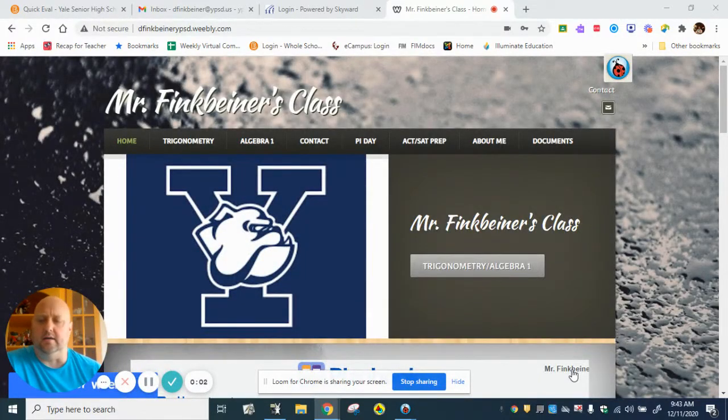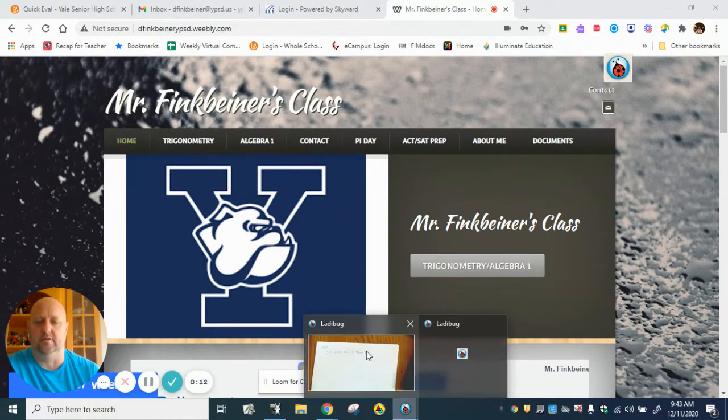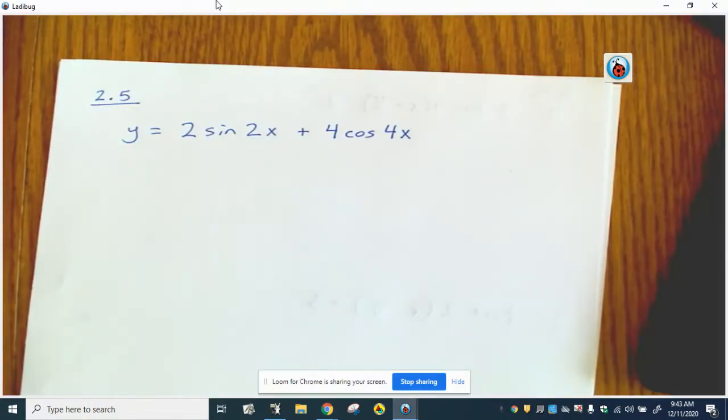Hey guys, I want to do a quick review here for the quiz tomorrow. I want to go through basically one question of each type that will be on the quiz. So, the first section on the quiz is section 2.5. These are the ones where we added them together. Remember, use multiple colors. Colors really do help keep things organized.